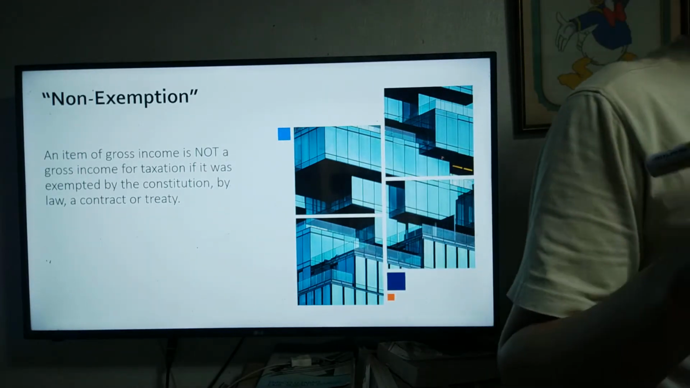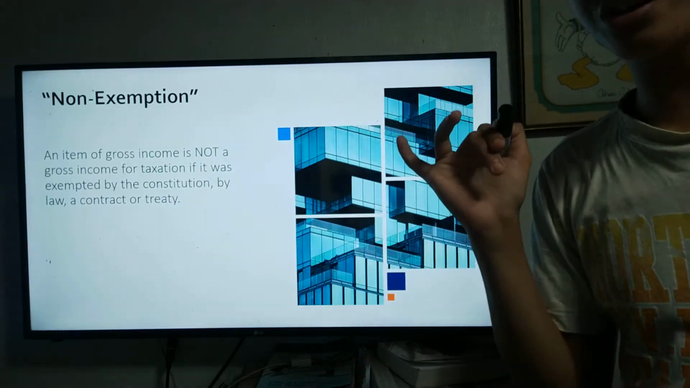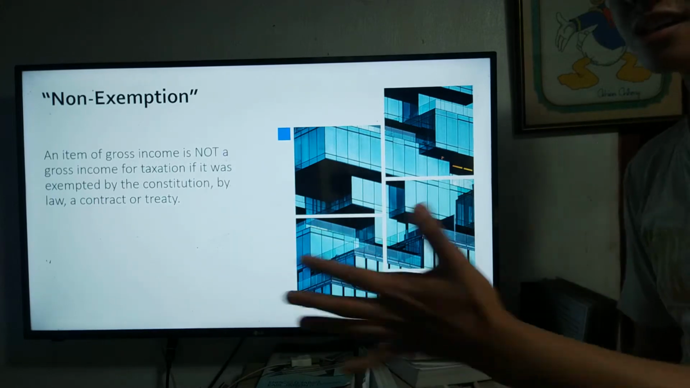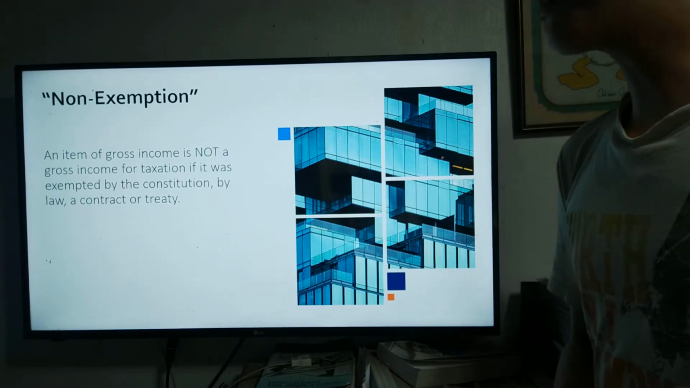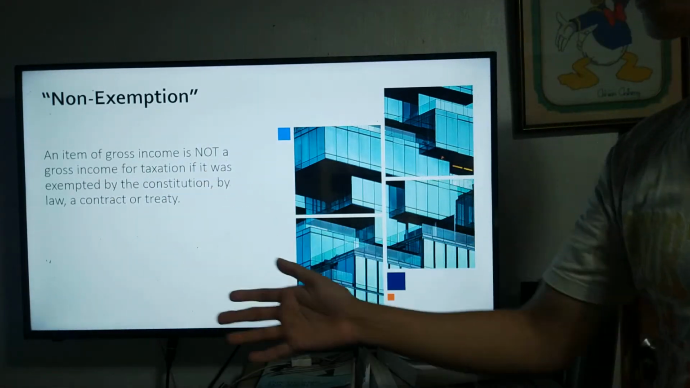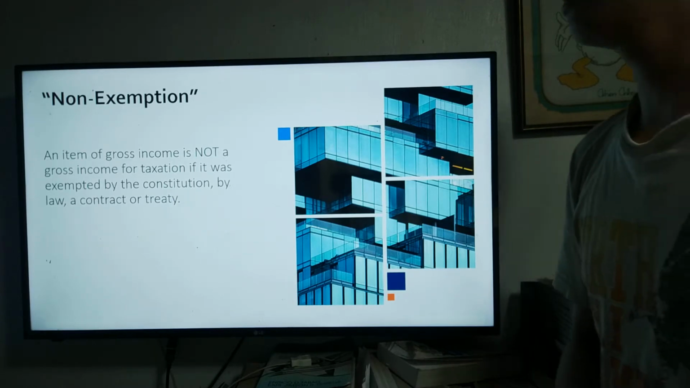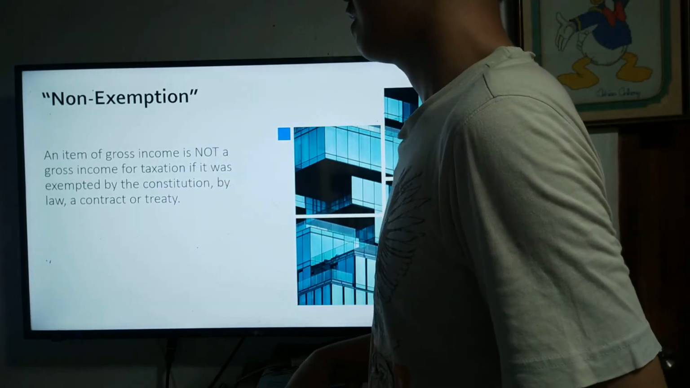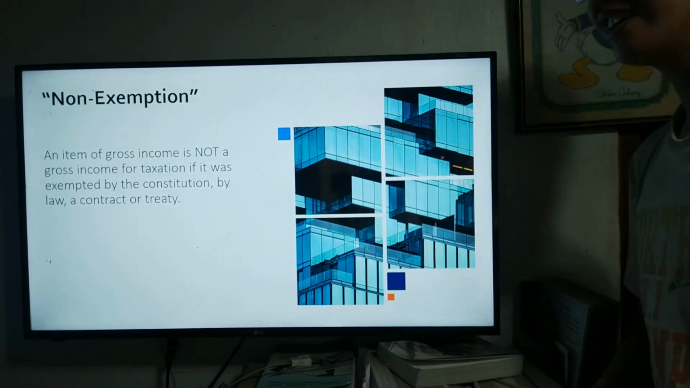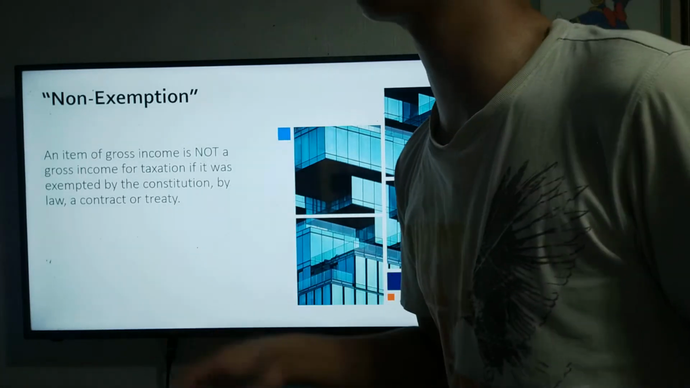Basically, if a provision under the law, the Constitution, or treaties, bilateral agreements, or contracts provides that the income that was received shall be exempt, then hindi ho siya item of gross income. Ganun lang ho kadali yung third test.